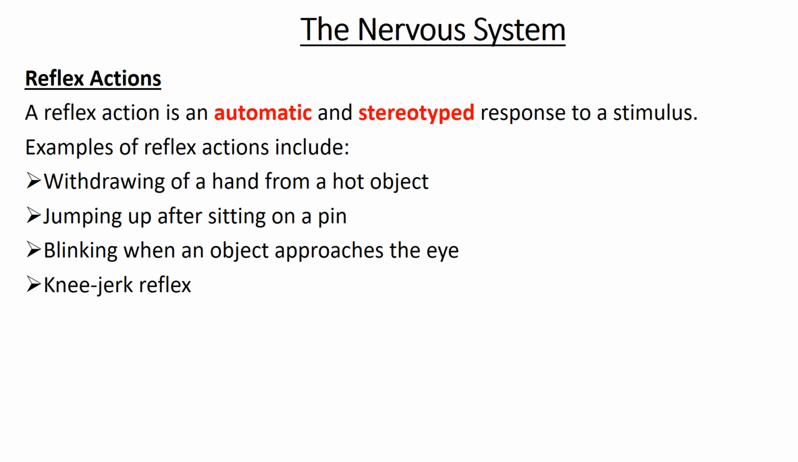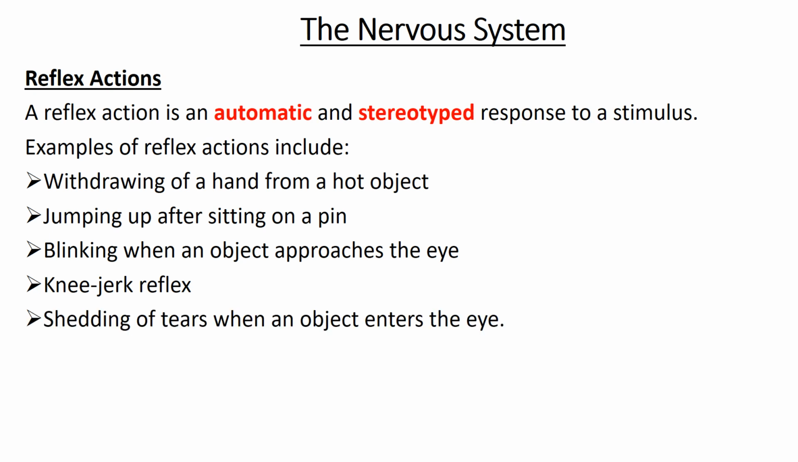The other one, which is an interesting one, which we're also going to study in detail, is a knee jerk reflex. This is where someone hits you on the knee. There's always an automatic and stereotyped response that you do. There's also shedding of tears when an object enters the eye. As soon as an object enters the eye, then tears will just come out. You don't have to think, should I shed tears? No, there's nothing like that.